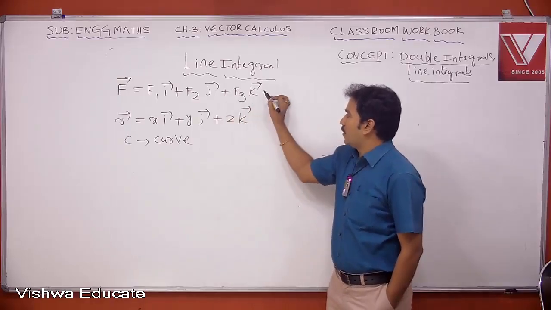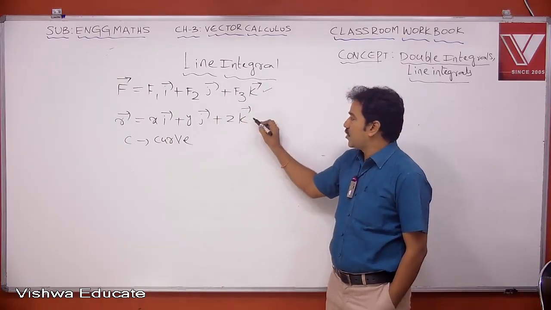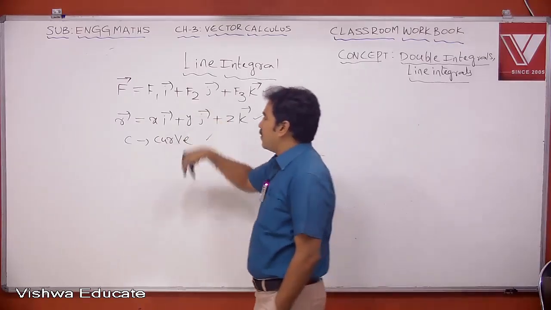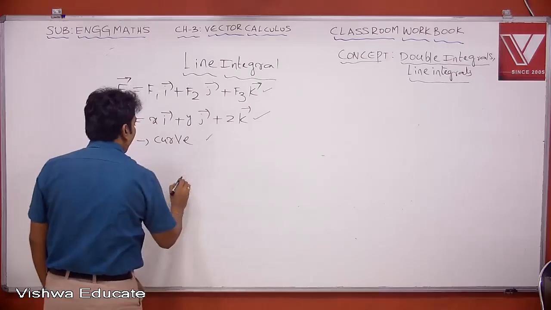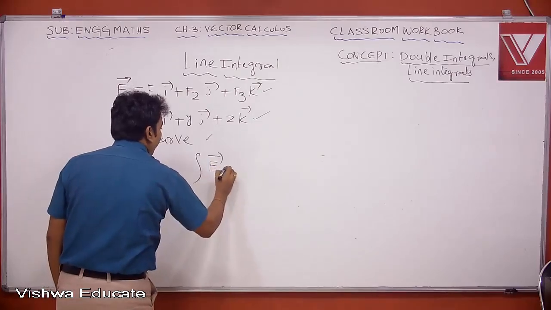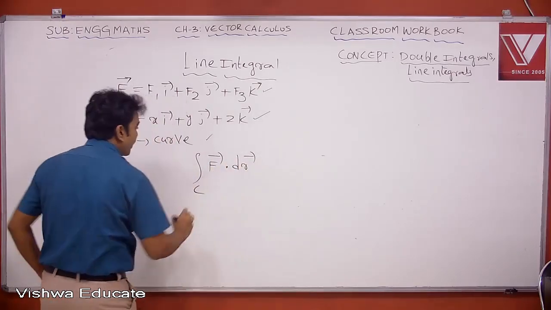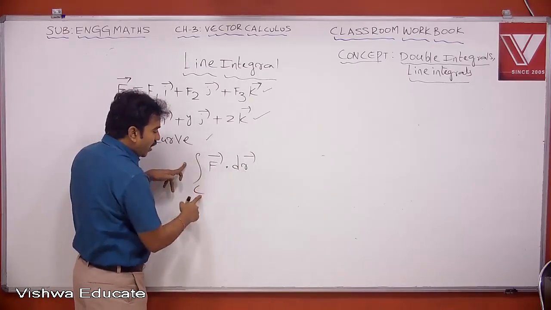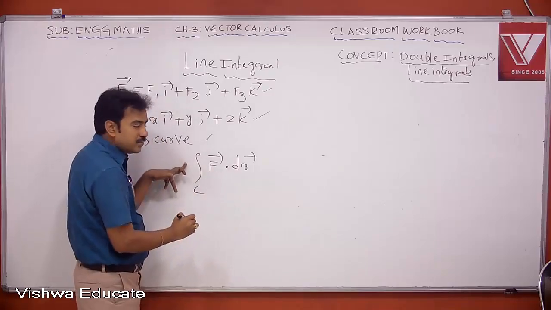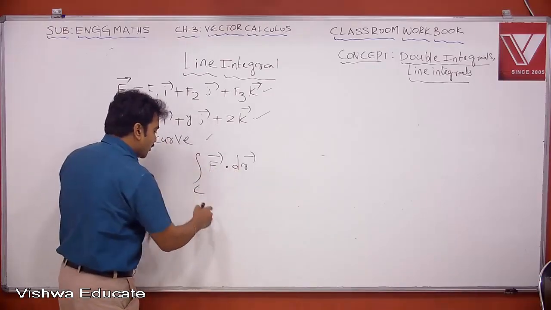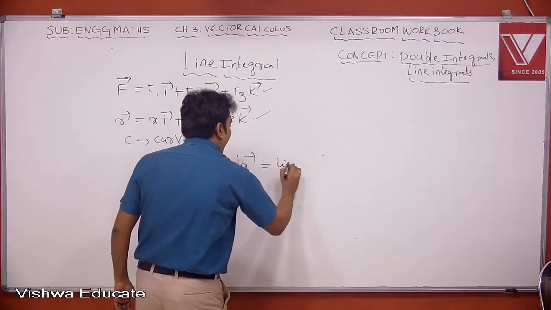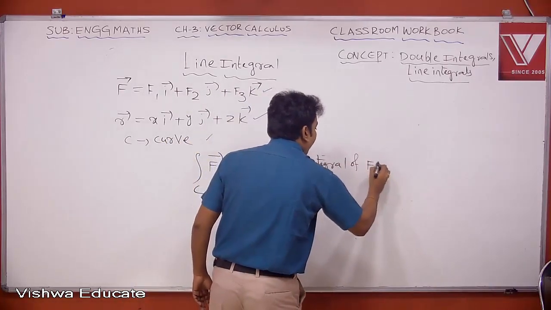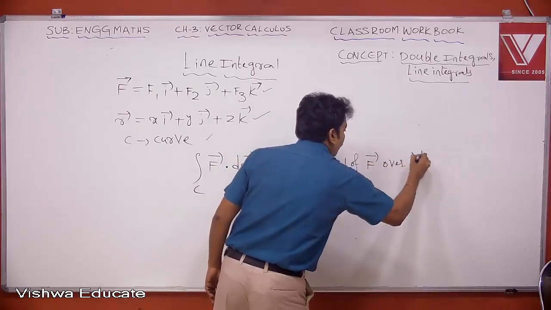So this is my general vector f bar equal to this. This is a standard position vector R bar and C is any curve. Now these three quantities measure line integral, and this will be like this: integral f bar dot dr bar over C. This is the standard form of line integral. This is my dot product. Basically, this is nothing but line integral of f bar. This we can call the line integral of the vector f bar over the curve C.